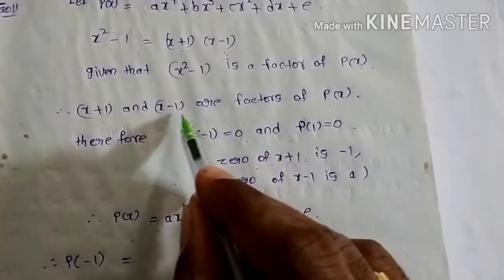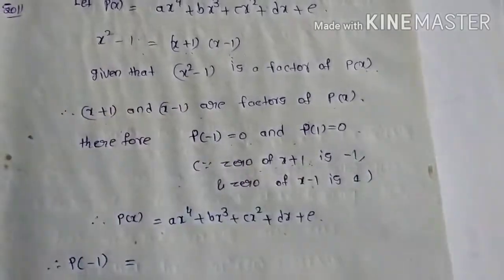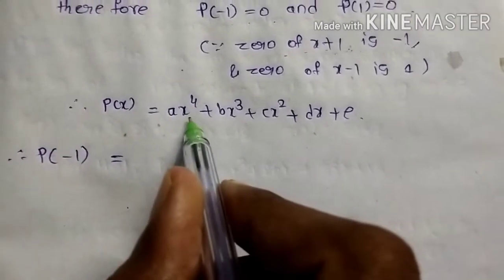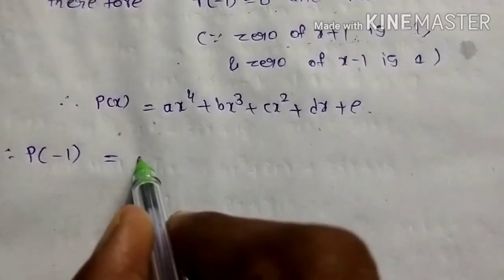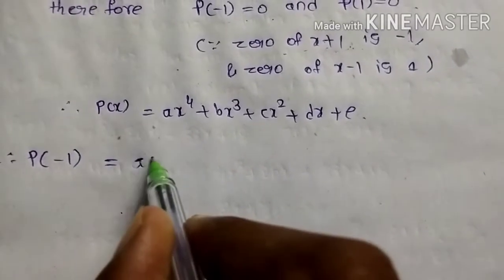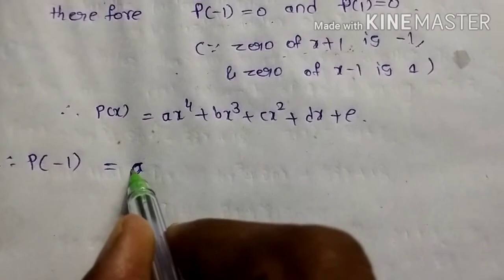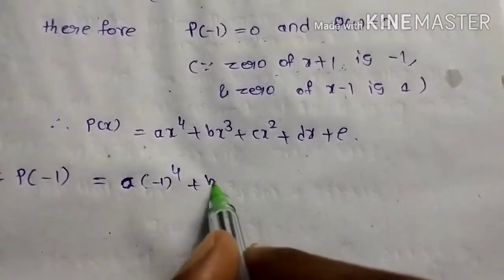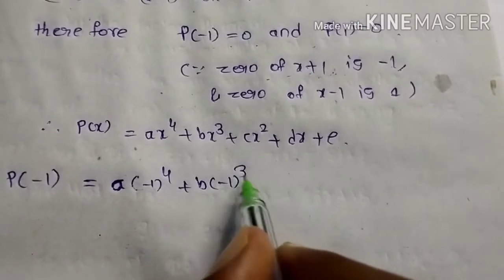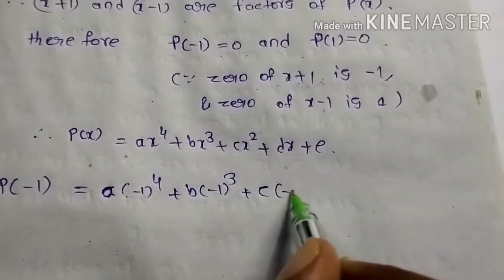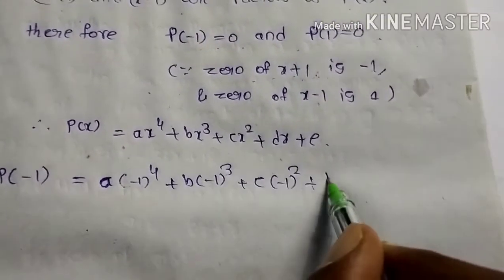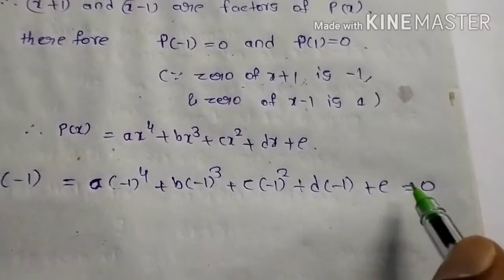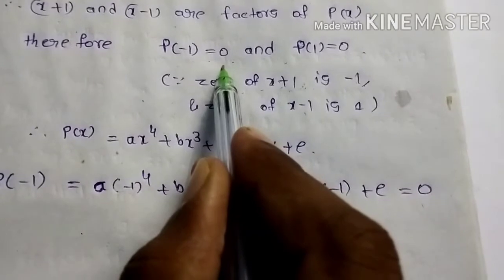And one more here, x minus 1 is a factor or not. See here, p of minus 1 means you can substitute wherever x is available, you can write here minus 1. That means I am writing here a into minus 1 whole power 4 plus b into minus 1 whole cube plus c into minus 1 whole square plus d into minus 1 plus e is equal to 0. Yes or no? P of minus 1 is equal to 0 or not?